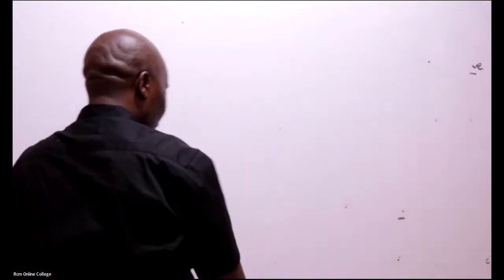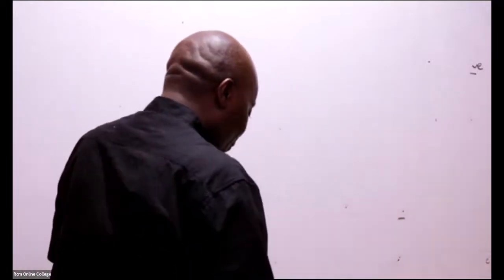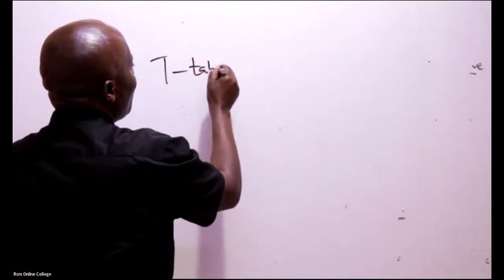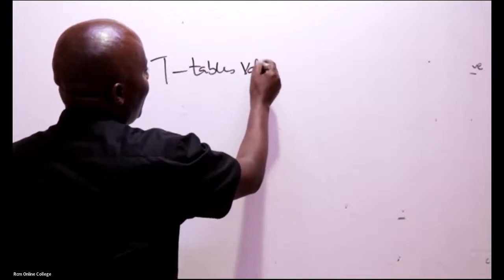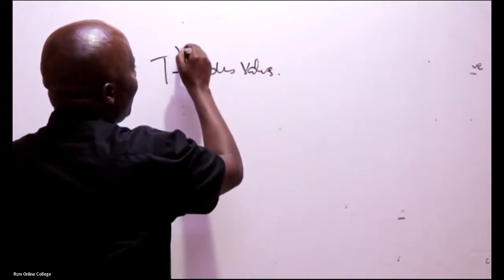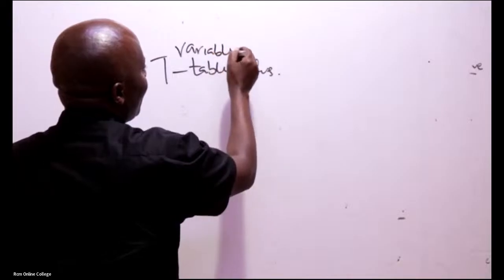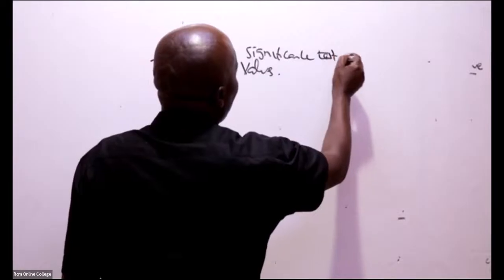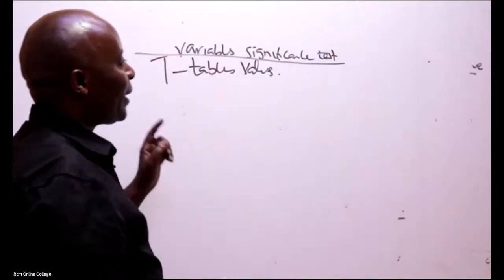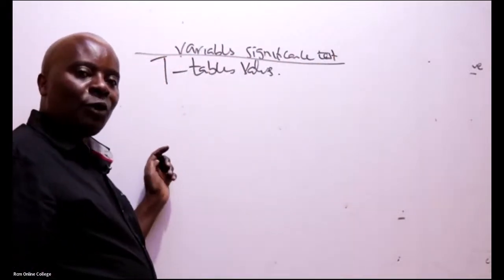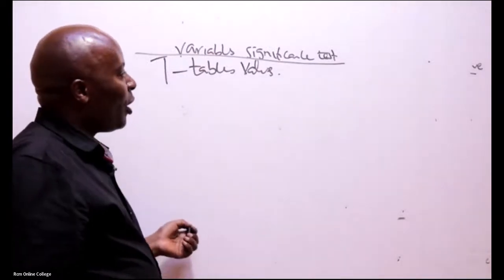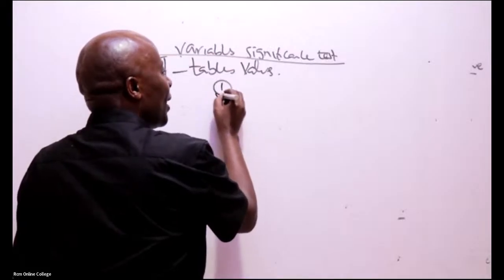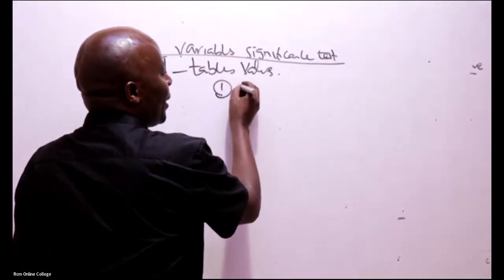So in this case, we shall go ahead and read the T tables value, because these are variable significance tests. We are using, ladies and gentlemen, the T statistic. So here we have to read the T tables value. For us to be able to read it, what do we need? We need degrees of freedom.